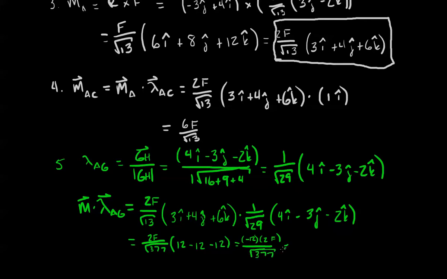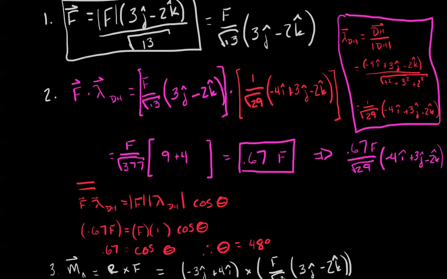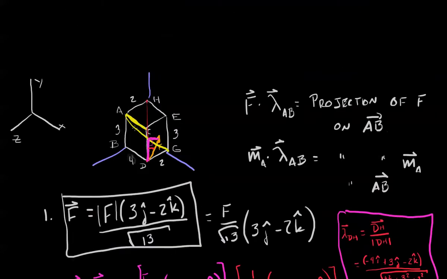If you simplify that, 24 divided by the square root of 377, you're going to get a negative 1.24 feet. That is the magnitude of your moment. Now I want to be careful. This is a scalar, so it's not specifying what the direction is, but we know the direction of this moment is from A to G.